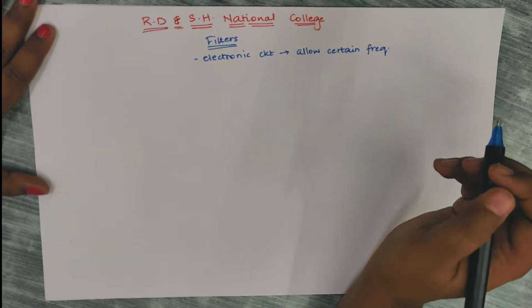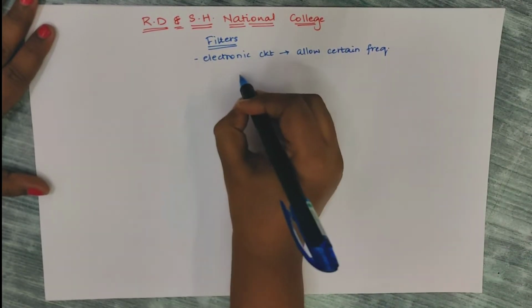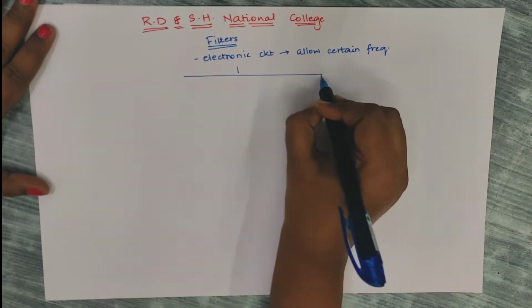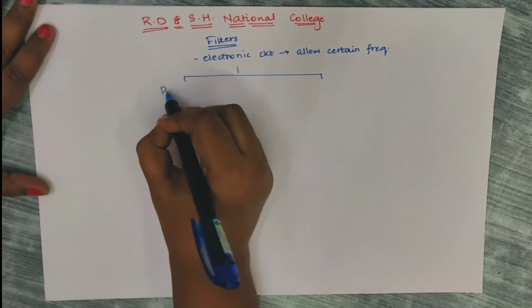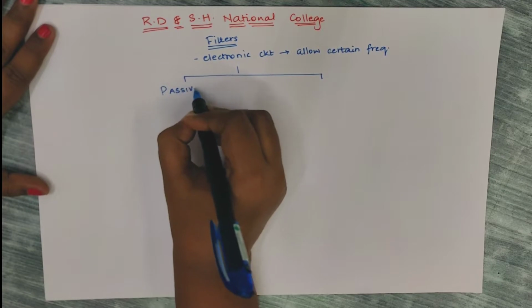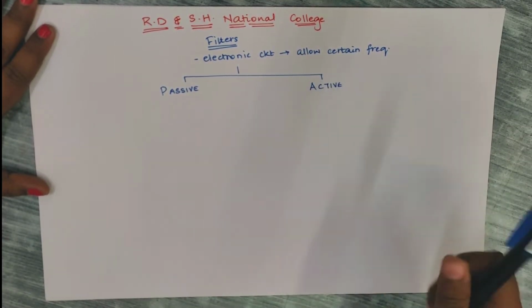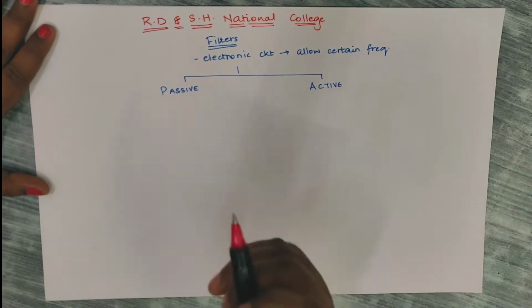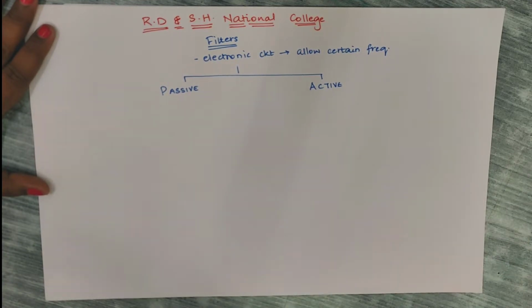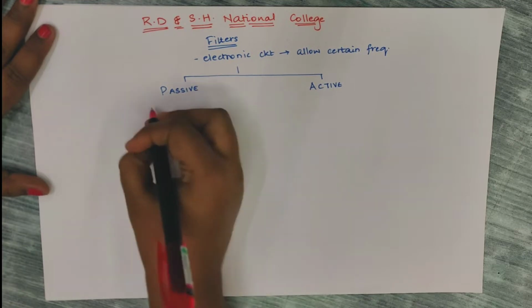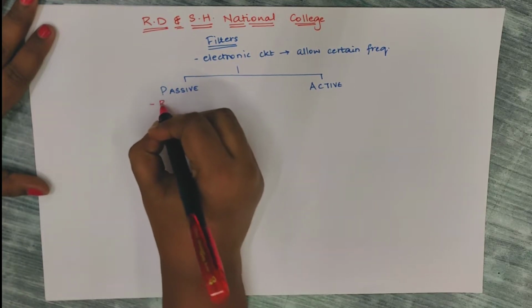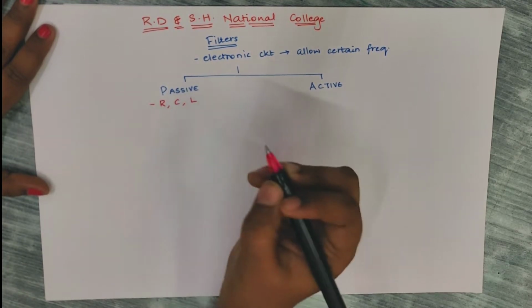Now there are two types of filters basically, which are passive and active. Passive filters are made of passive components and active filters are made of active components. Now let's look at what are passive components and what are active components. So passive components are basically your resistors, capacitors and inductors.